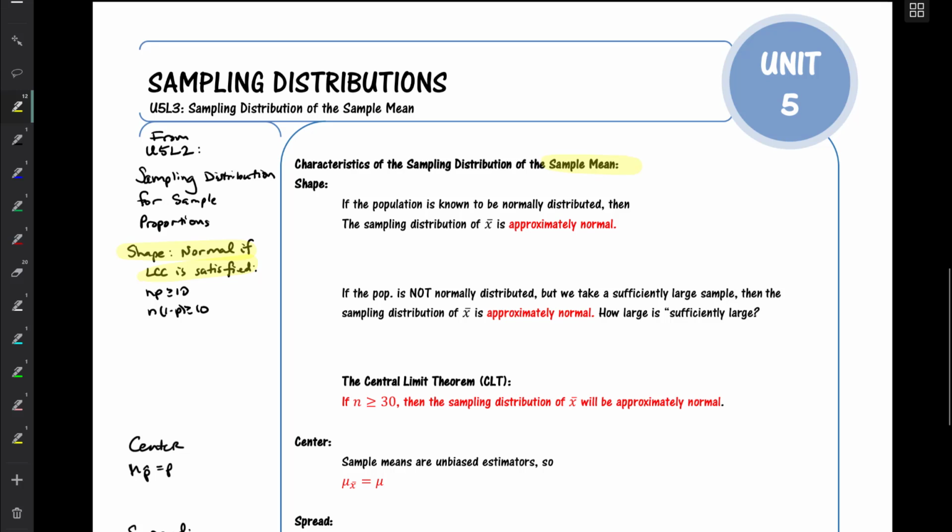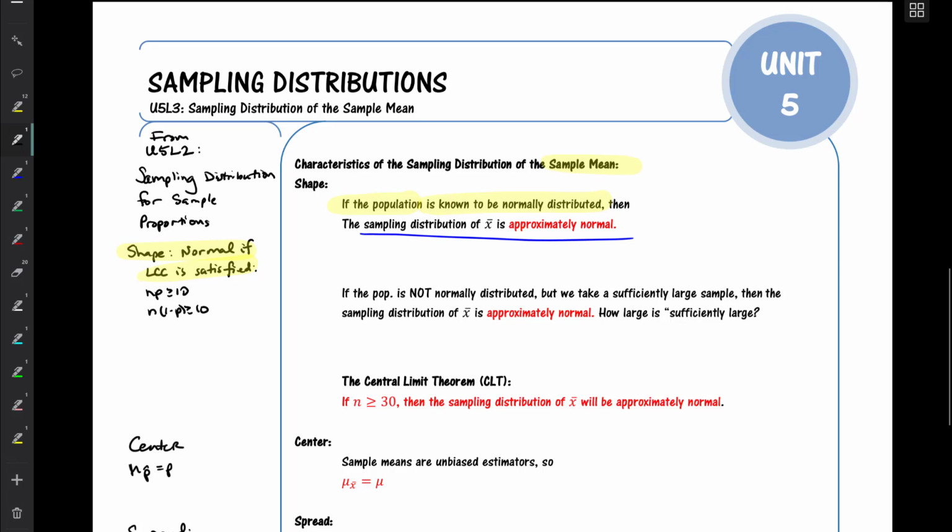There are actually 3 ways that we can see that our sampling distribution of the sample mean will be approximately normal. It's going to be approximately normal if the population is known to be normally distributed, then your sampling distribution is also going to be approximately normal. That's interesting, right? As long as we can see that our population is normal, boom, our condition is satisfied.